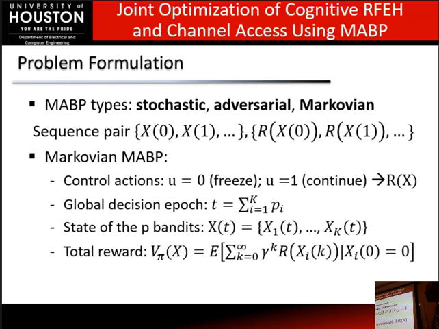So here, in this case, I focus on the Markovian multi-arm bandit, where the control actions are two. Either 0, that is freeze, we don't do anything, or 1, and we get a certain reward. So when we select one combination out of the 30 that I showed you earlier, we get a certain reward, and all these other channels are frozen. Next, this is the reward.